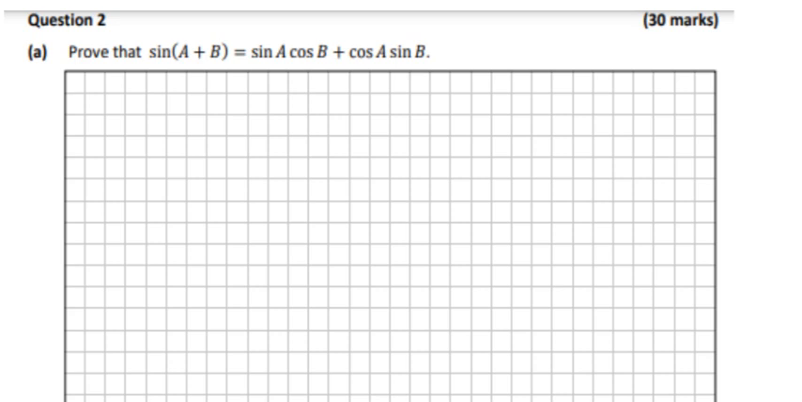Hey folks, this is question 2. So part A is a proof, so you just have to learn this proof off. It's a mandatory proof in your textbook. So the way it's done is you have to use this identity.